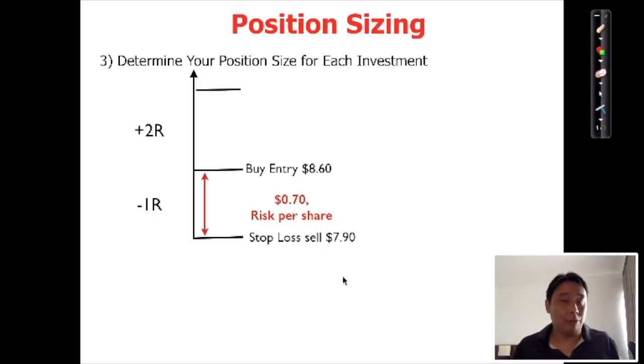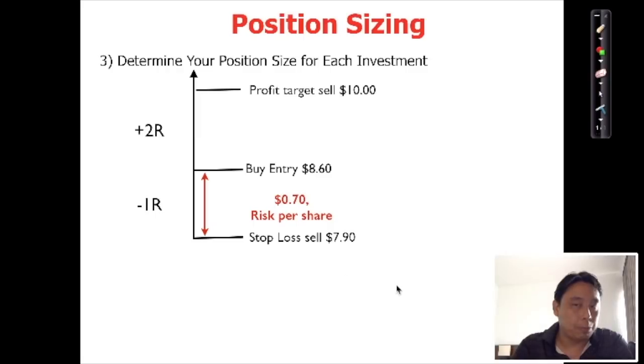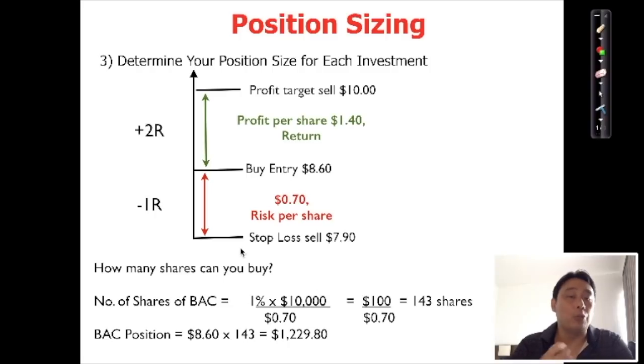Got it? Great. Now, we always have to place our target profit at double our risk. So if we are risking 70 cents per share, our profit target should be at least double that, which is in this case $1.40 above our entry price, and hence we get $10. All right? Great. So, how many shares do we buy?